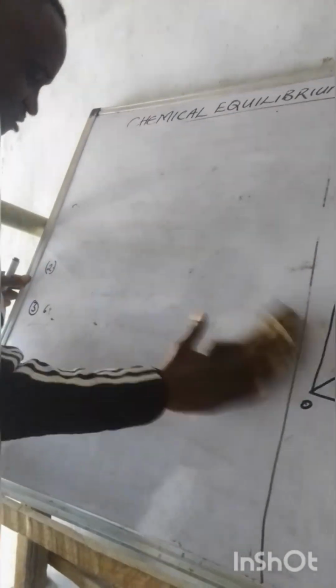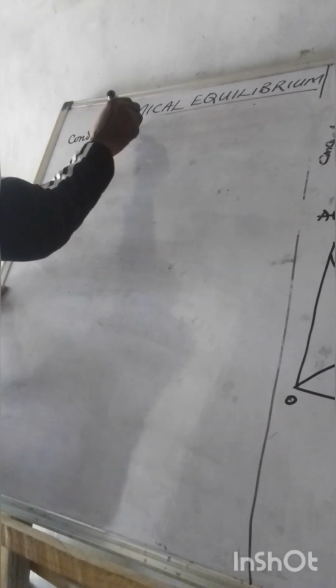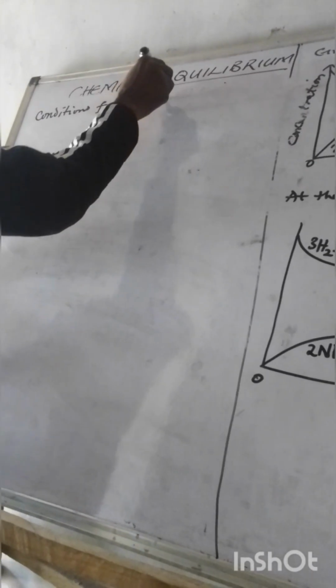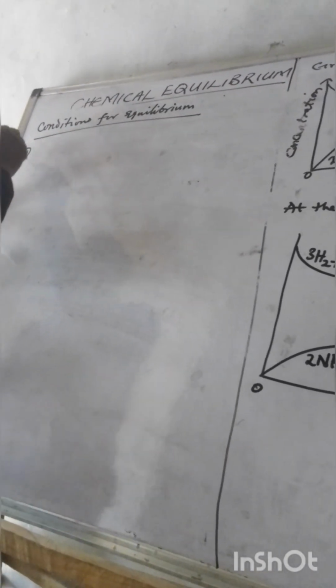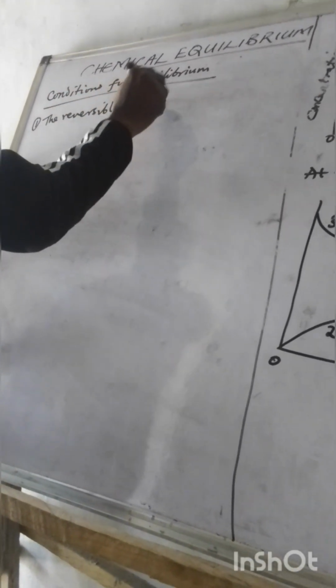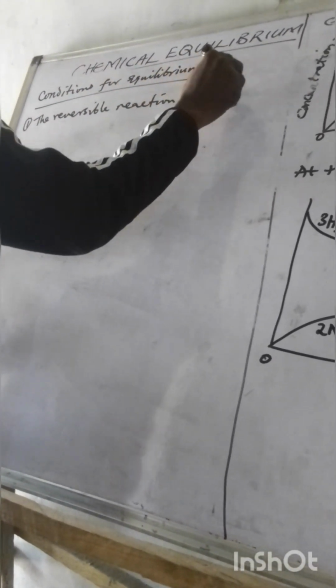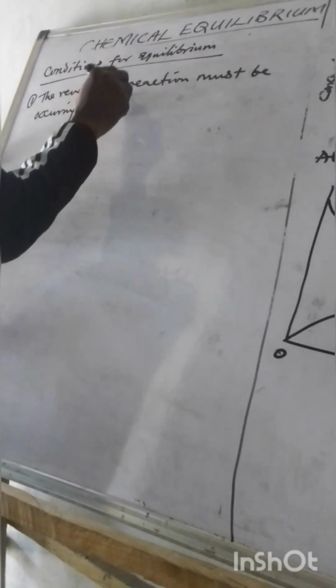So now let's look at conditions for equilibrium. Conditions for a chemical system to reach equilibrium. What are the conditions for equilibrium? Number one, the reversible reaction must be occurring in a closed system.